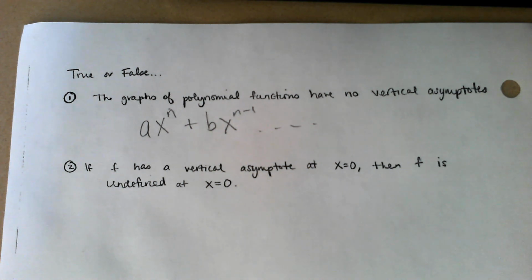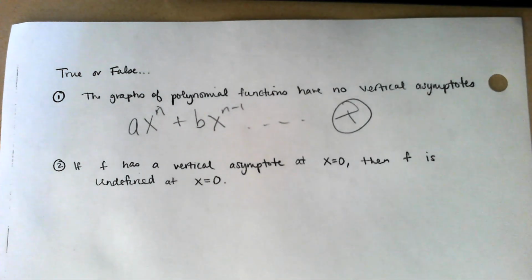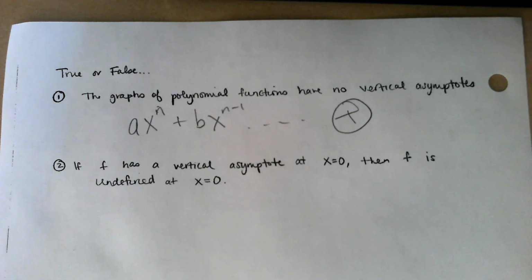And number 2, if f has a vertical asymptote at x equals 0, then f is undefined at 0. Correct, because we can never cross a vertical asymptote. So vertical asymptotes never have points on them.